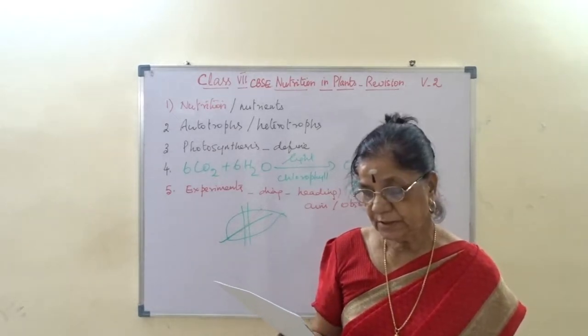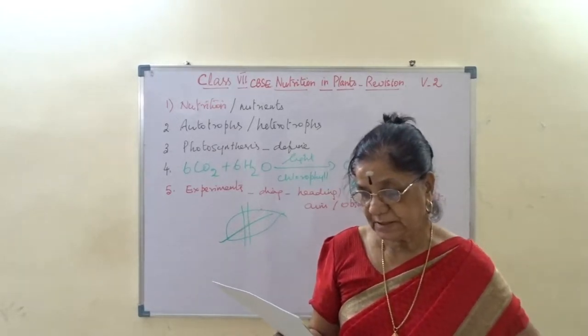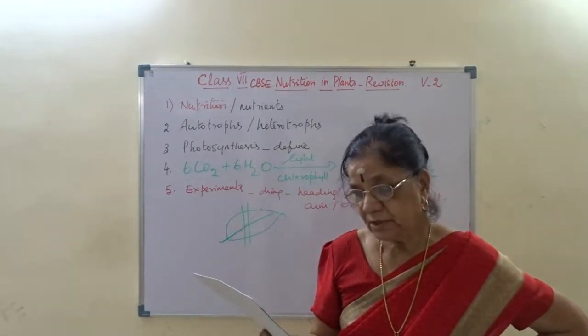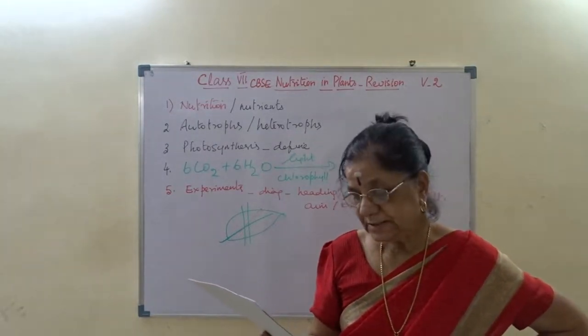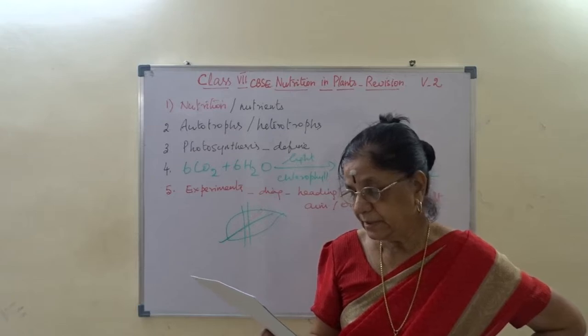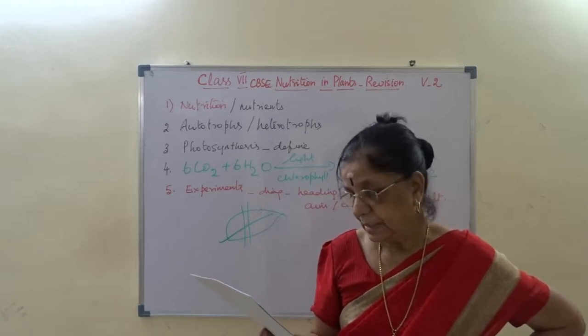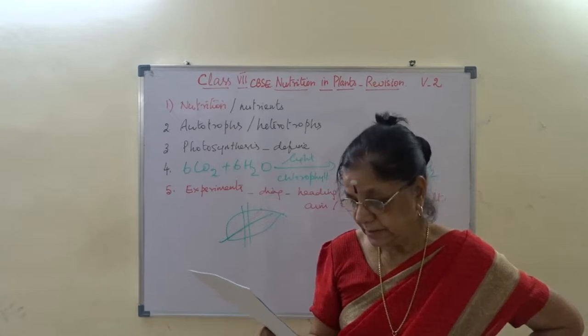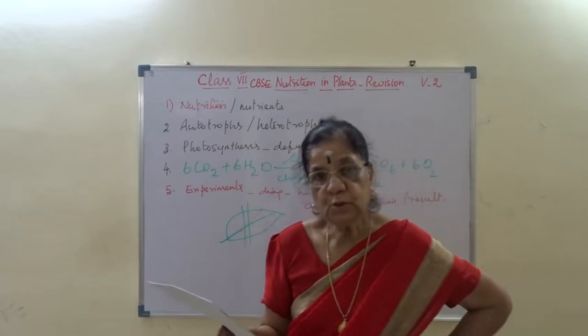Which of the following parts is modified into the pitcher in a pitcher plant? It is the leaf. The leaves are green due to the presence of a green colored pigment called chlorophyll.